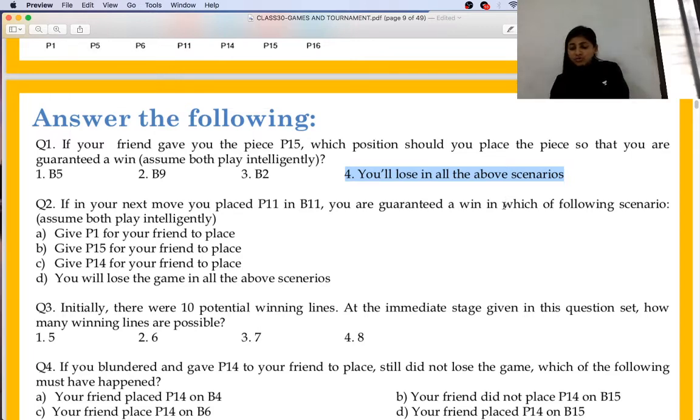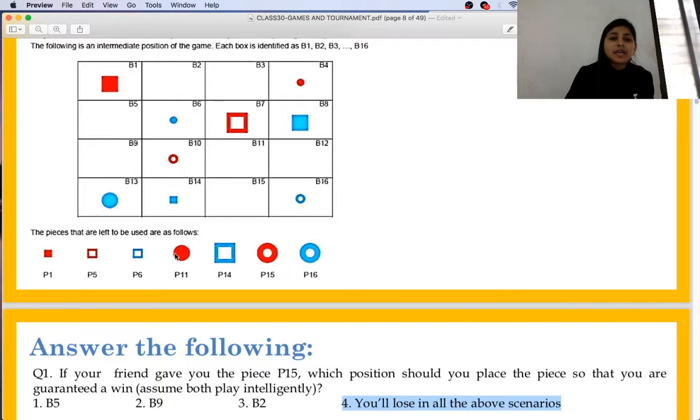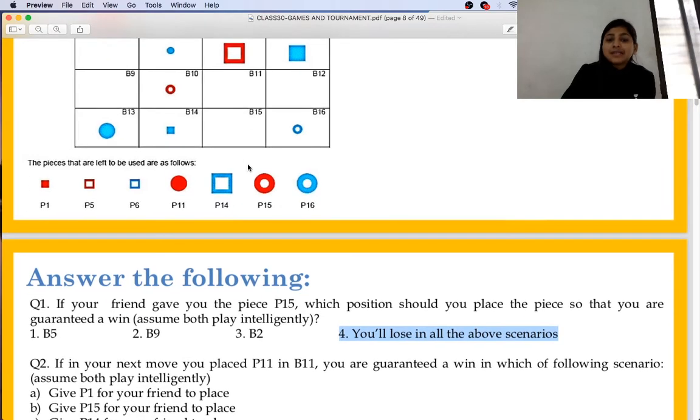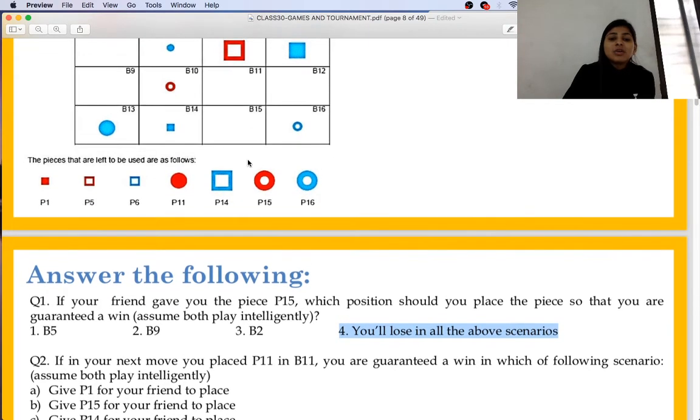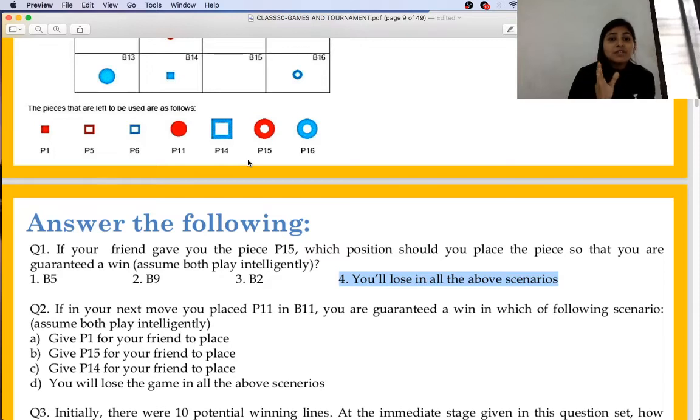Next question, look. The next question says, if in your next move you place P11 in B11, you are guaranteed a win in which of the following scenarios. Okay, if you have placed P11 in B11, this big red circle piece, if you place it in B11, then in which scenario will you win? You are guaranteed a win in which scenario?